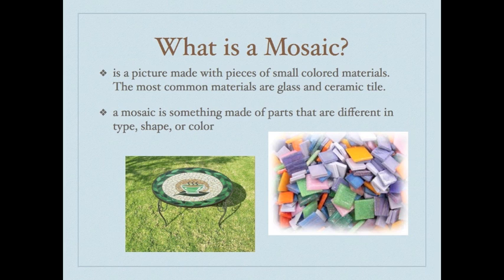A mosaic is a picture made with pieces of small colored materials. The most common materials are glass and ceramic tiles. A mosaic is something made of parts that are different in type, shape, and/or color.